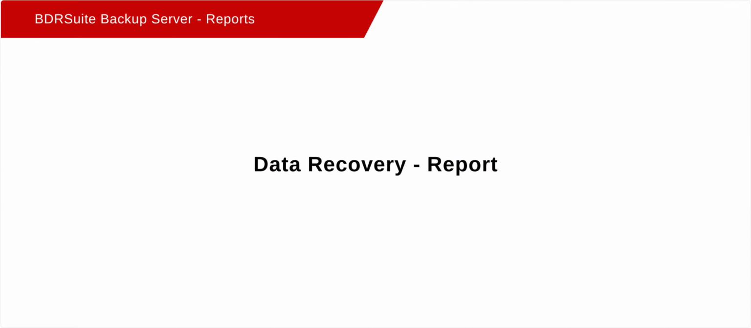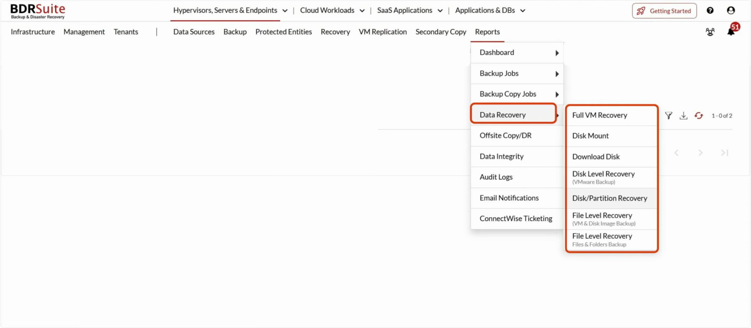Now, let's take a look at all the recovery reports. The Data Recovery Report includes details on full VM recovery, disk mount, download disk level recovery, disk partition recovery, and file level recovery for VMs, disk image backups, and file and folder backups. First, let's explore the full VM recovery report.